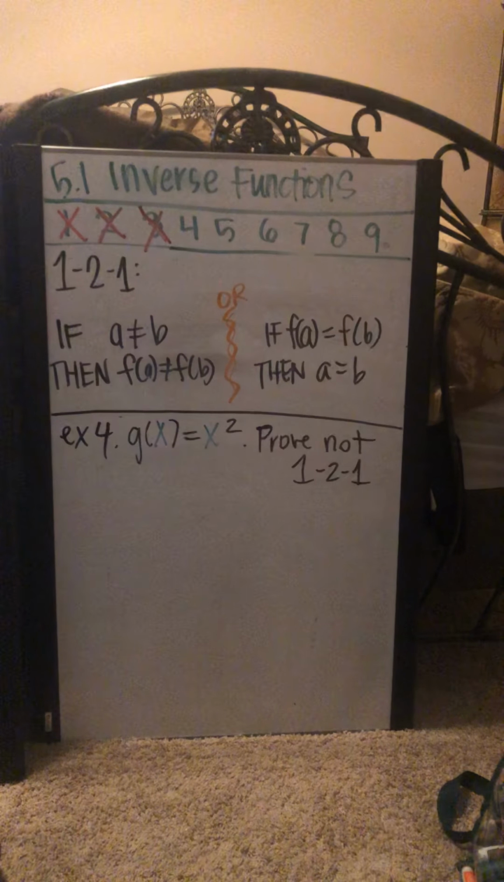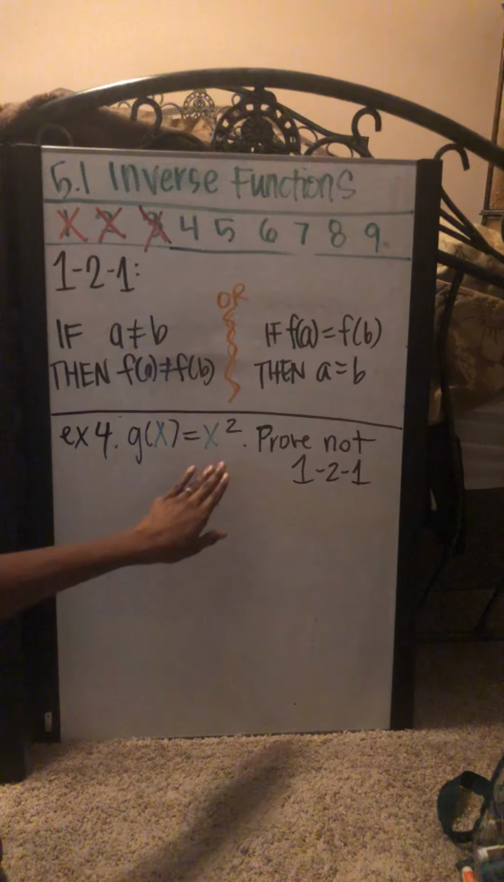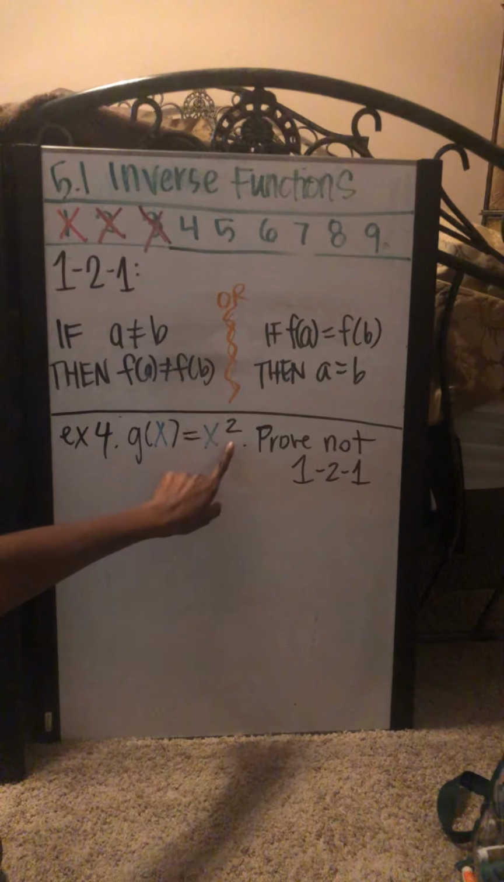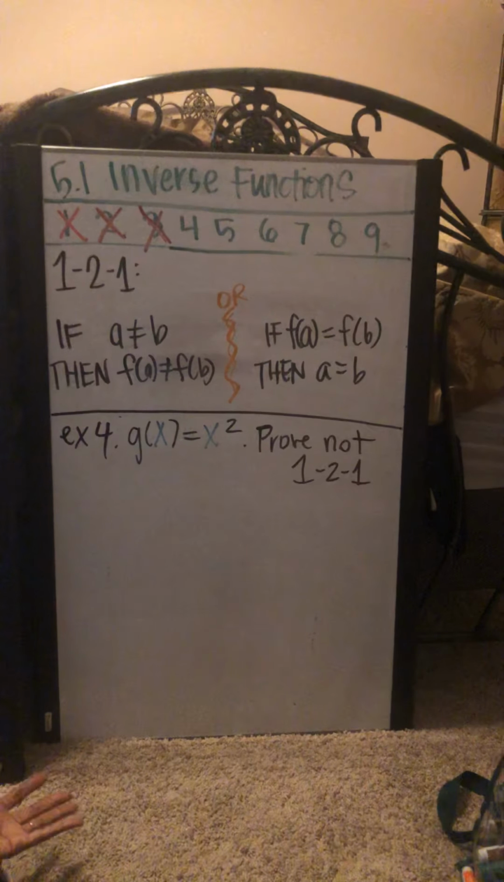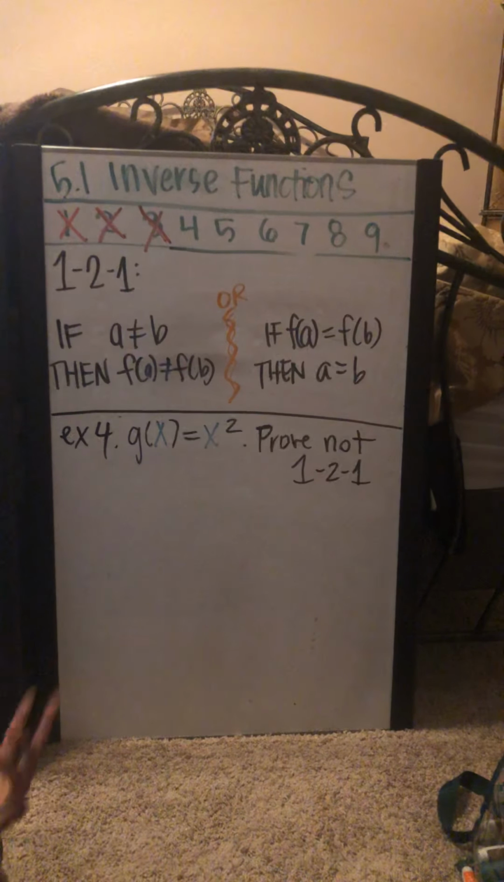So essentially, because we're trying to disprove it, we need to think of a counterexample, basically. So we need to think about our function. It's x squared. So what do squares do? We know that squares make everything positive, right? So that means if we have 2 squared, that's 4. But if we have negative 2 squared, that's also 4. So that's going to come in handy.